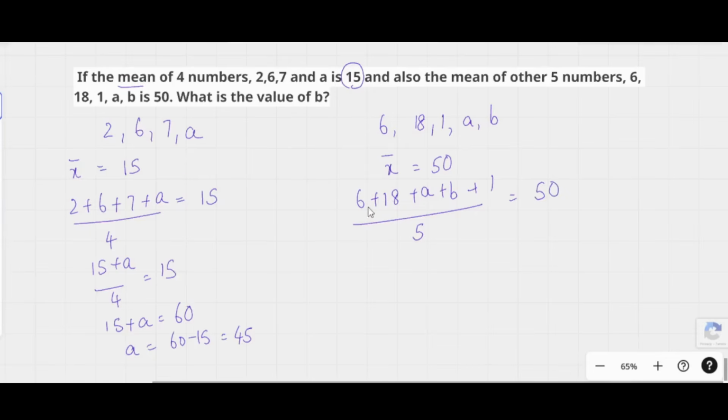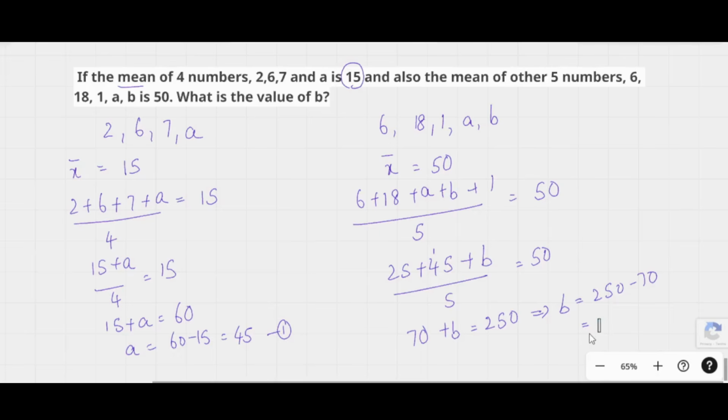So 18 plus 6, 24 plus 1, 25 plus what is A value from the first case? We got 45 plus B, we don't know, divided by 5 is equal to 50. So 25 plus 45 is 70. 70 plus B is equal to, let us send this 5 over here, 5 5s are 250. So B is equal to 250 minus 70, that is equal to 180. So the answer is 180.